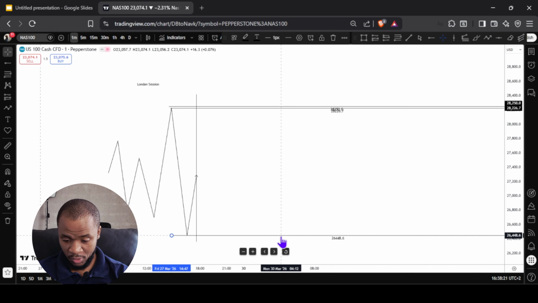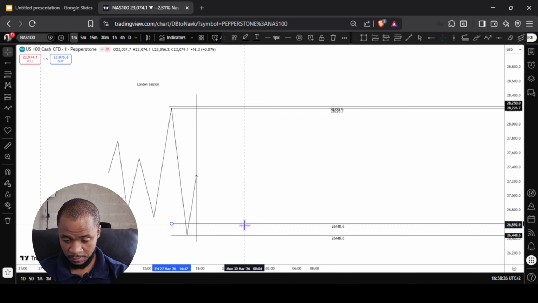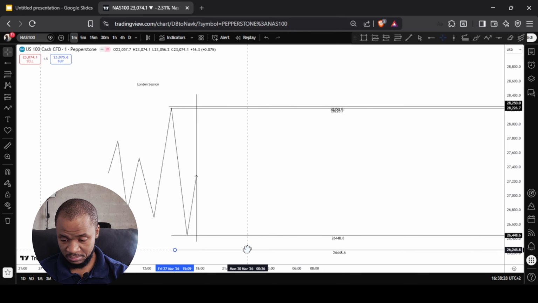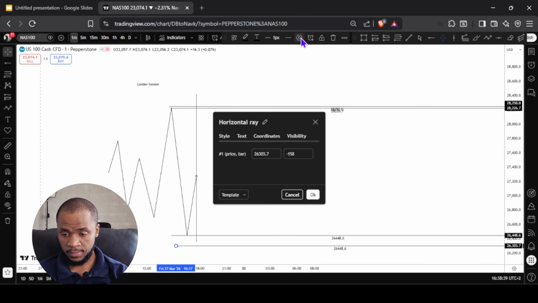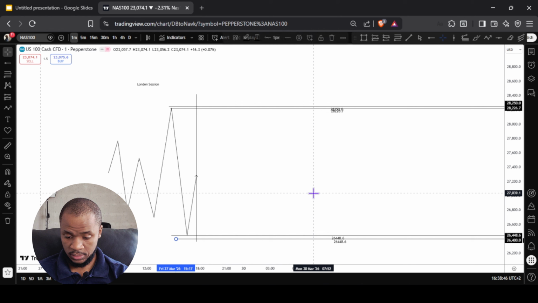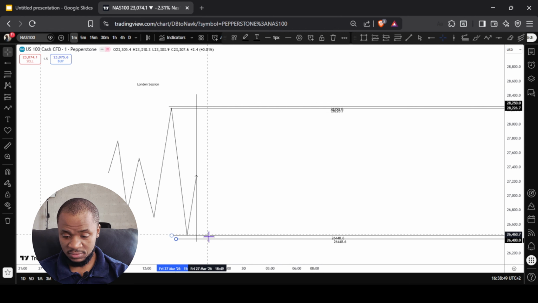And then at the bottom again, we're going to do the same thing, all right? We're going to take this number, and we're going to subtract the 48.6. We're going to leave 26400. I'm going to leave 26400. Bang. So now you have these two levels that are very, very important, above and below your London high and your London low.